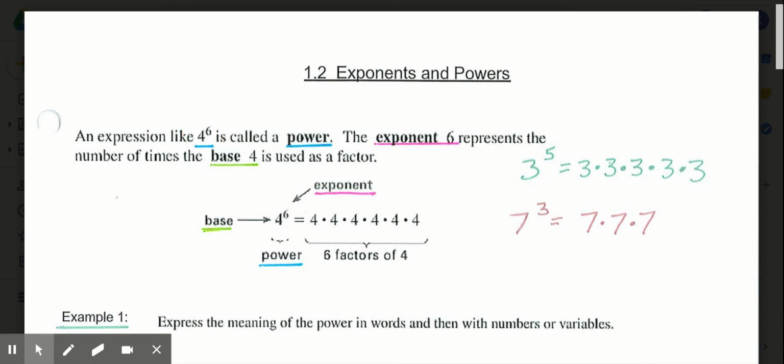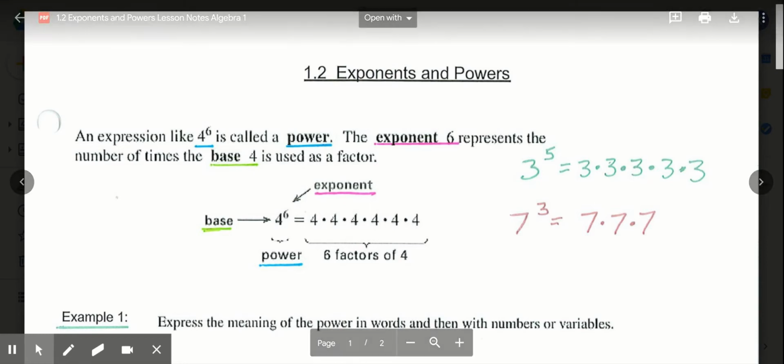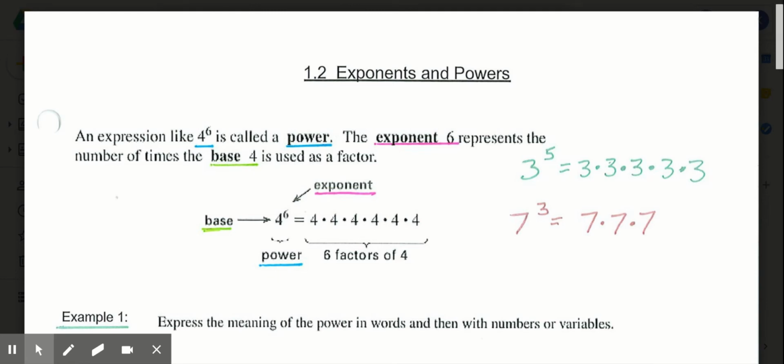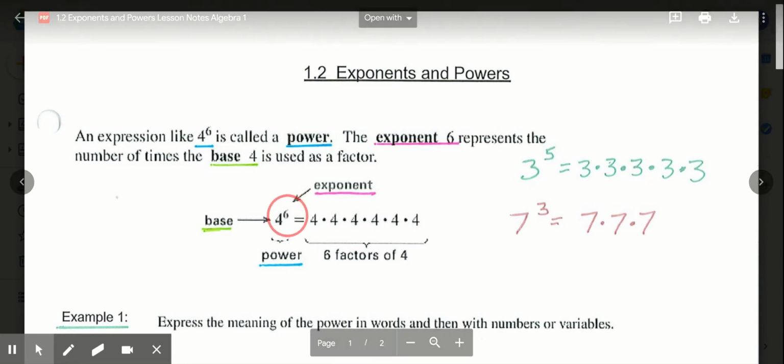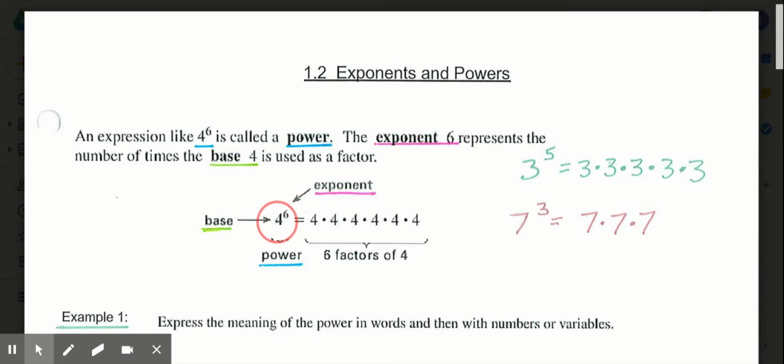Now, the way that a power works is the exponent tells us how many times we need to multiply the base by itself. So 4 to the 6th power means we need to multiply 4 by itself 6 times. So 4 to the 6th power would be 4 times 4 times 4 times 4 times 4 times 4. So the exponent tells us how many times to multiply the base by itself.